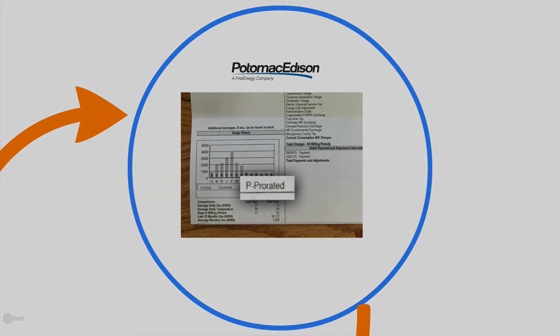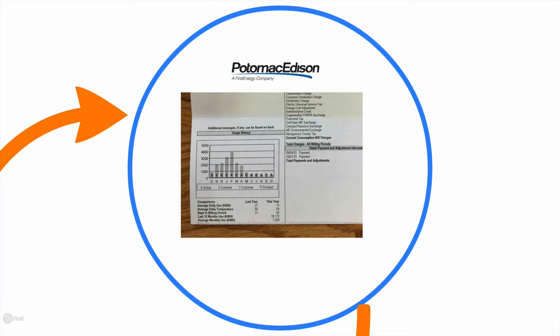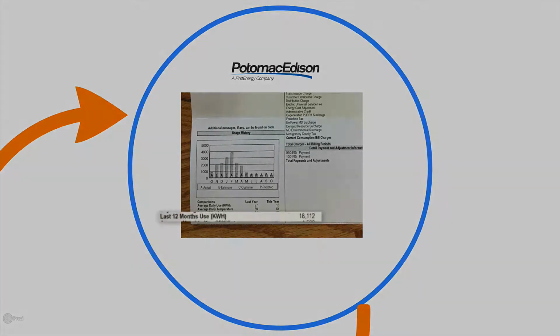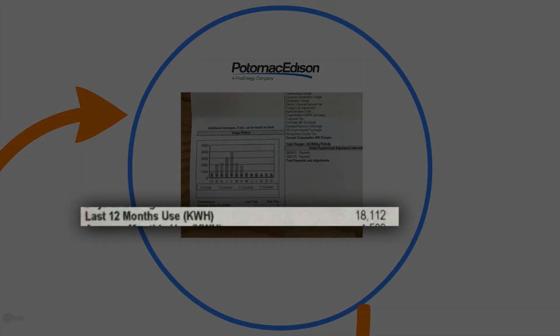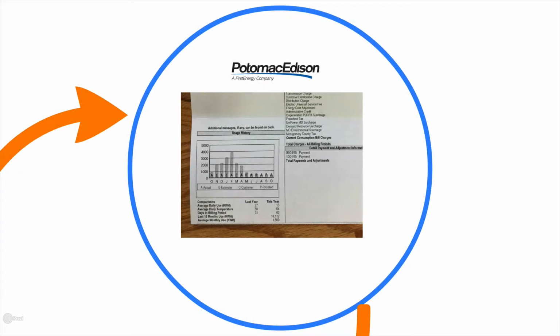Too often I get asked, Chris, why do you need to see my bill? Here is the answer. Your total yearly usage, in this case a bit over 18,000 kilowatt hours, is the amount of energy I'm looking to supplement. Therefore, if your home allows, that's the system capacity I'm looking to build a solar system for.